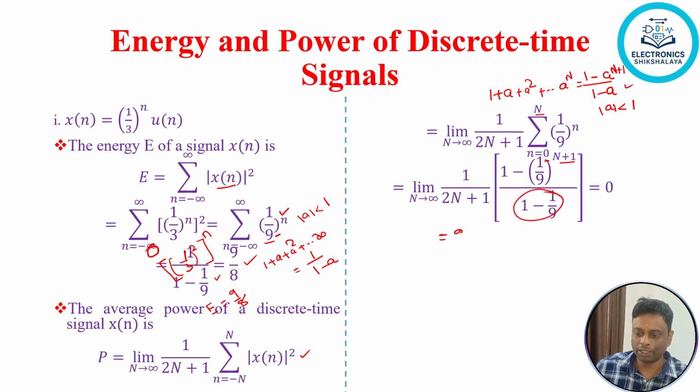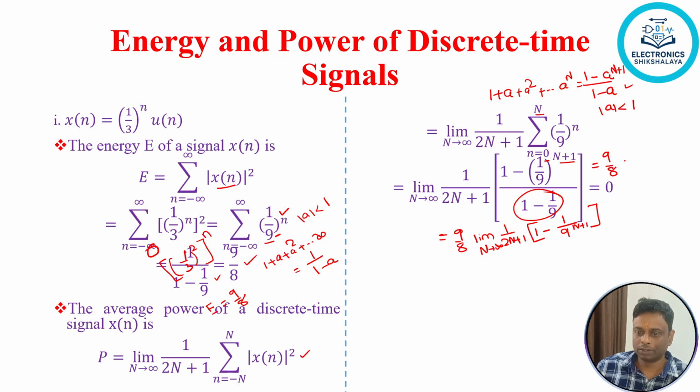So taking 9 by 8 outside, limit n tends to infinity of 1 by 2n plus 1, times 1 minus 1 by 9 to the power n plus 1. So I can write 1 by 9 to the power of n plus 1 over here. So it will be 9 by 8.